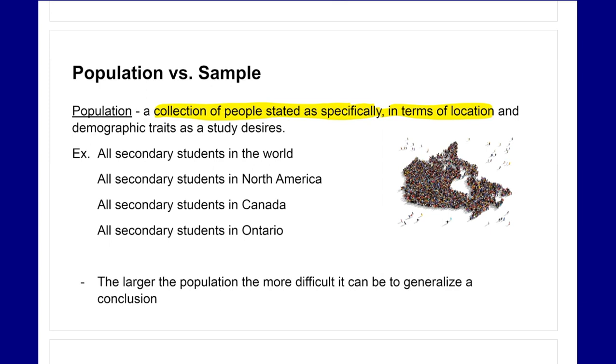So if you're trying to apply a finding or an observation to a population, the larger the population you're looking at, the harder it's going to be to make that generalization, or to make that statement that says all secondary students, whatever the statement tends to be. So the larger the population, the more difficult it can be to generalize.